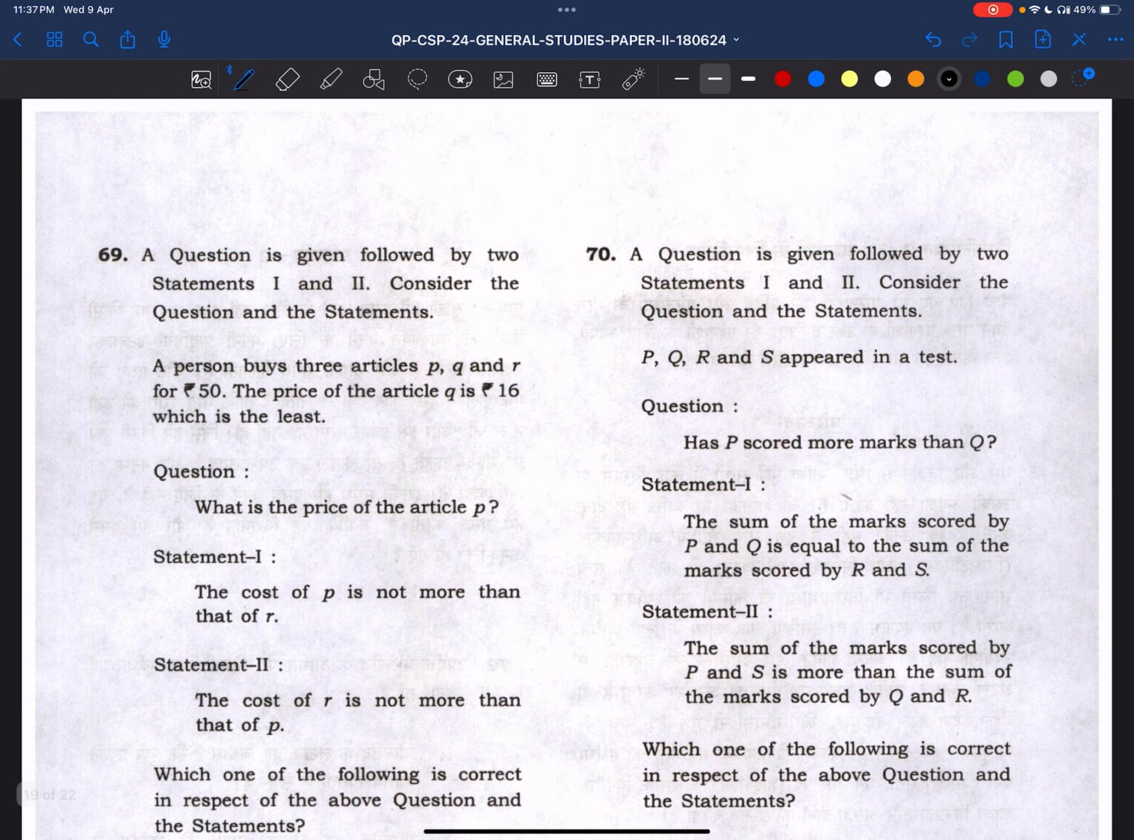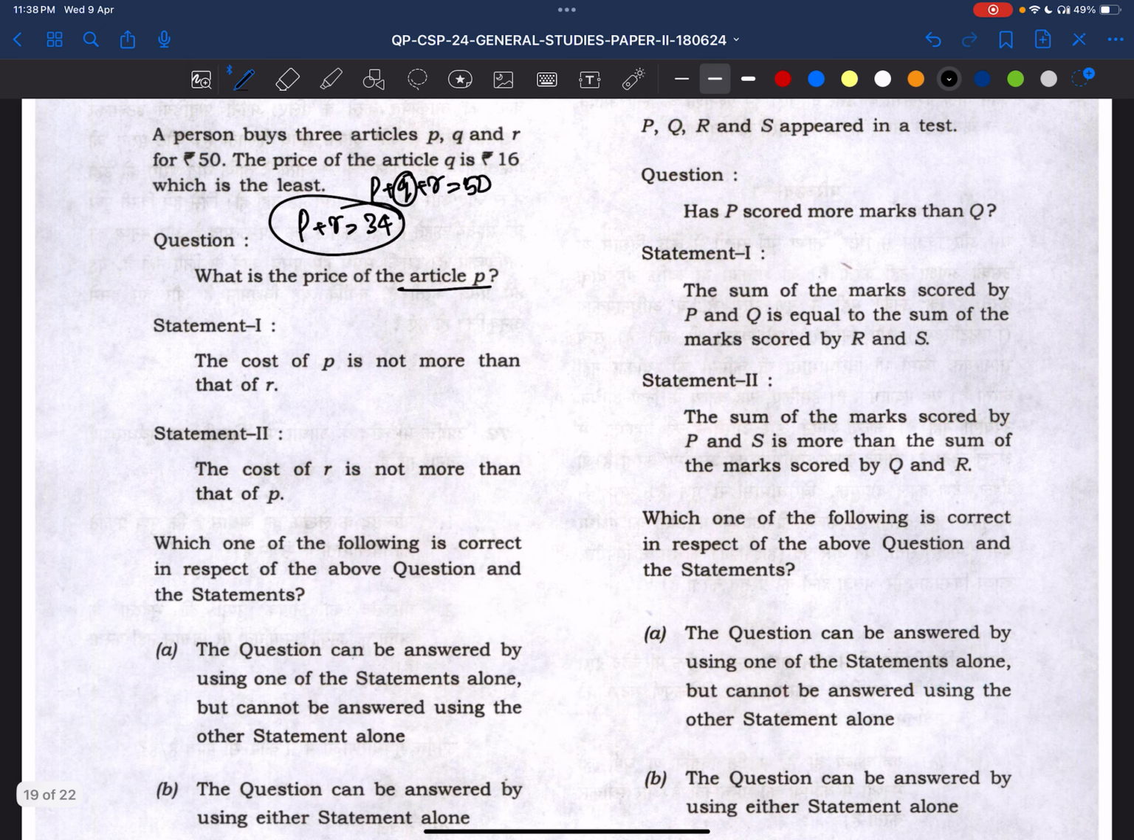Let's go to the next question. A person buys 3 articles P, Q, R for rupees 50. That means P plus Q plus R is equal to 50. The price of article Q is 16. So we get Q value 16, and P plus R will be 34. What is the question? Price of P.